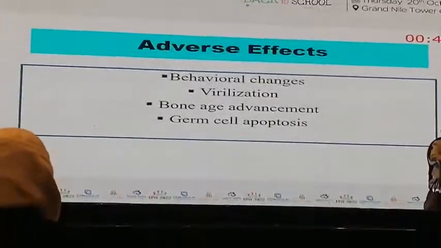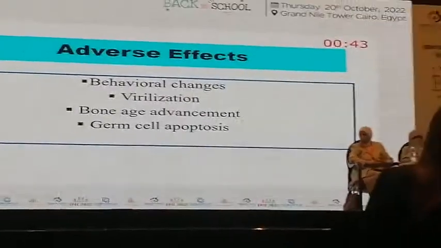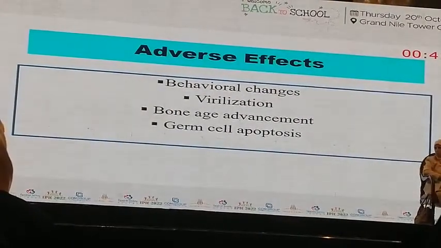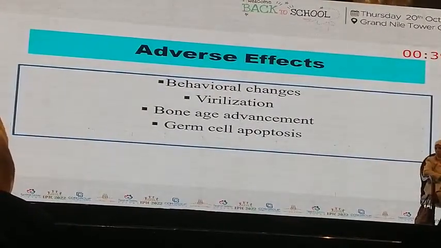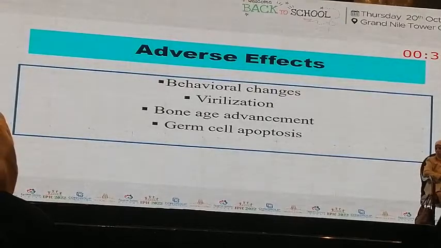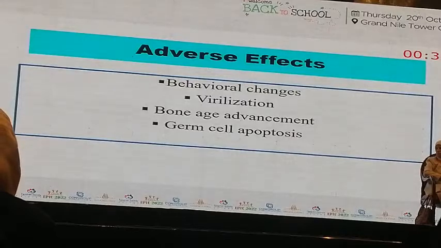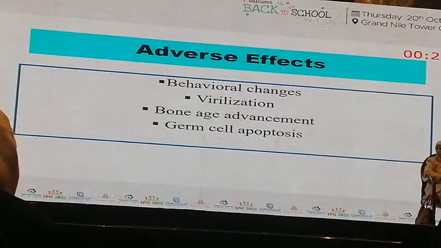What are the expected adverse effects of that test? They are theoretical adverse events, and they are not reported for the short stimulation test. It's just for prolonged duration of use of HCG. They include behavioral changes, virilization, bone age advancement, and germ cell apoptosis.